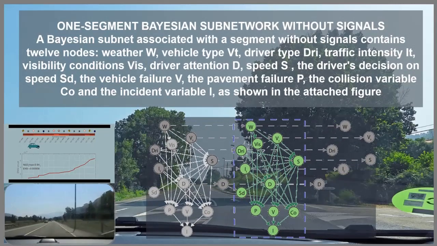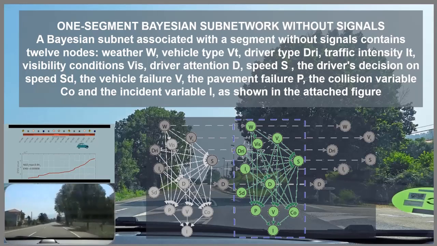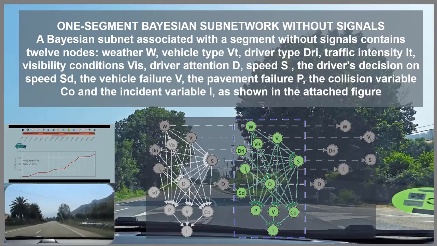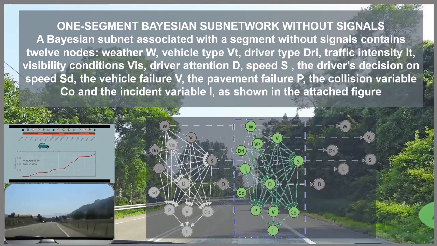One-segment Bayesian subnetwork without signals. A Bayesian subnet associated with a segment without signals contains 12 nodes: weather W, vehicle type VT, driver type DRI, traffic intensity IT, visibility conditions VIS, driver attention D, speed S, the driver's decision on speed SD, the vehicle failure V, the pavement failure P, the collision variable CO and the incident variable I, as shown in the attached figure.